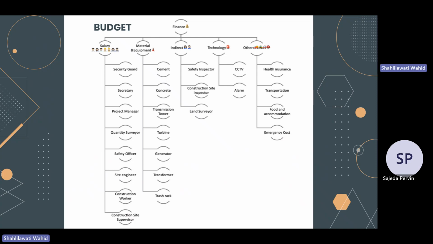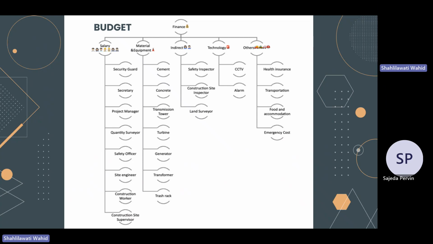In the salary, that consists of the security guard, secretary, project manager, quantity surveyor, safety officer, site engineer, construction worker, and a construction site supervisor. To build the GWBBP, that consists of cement, concrete, transmission tower, turbine, generator, transformer, and the truss rack.